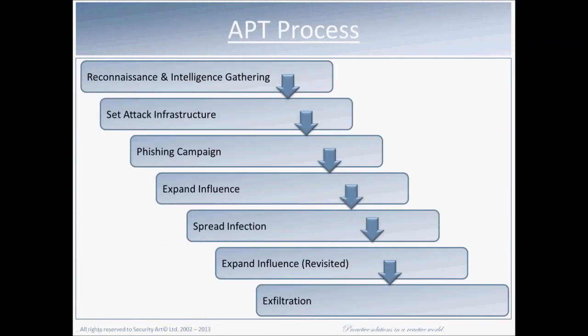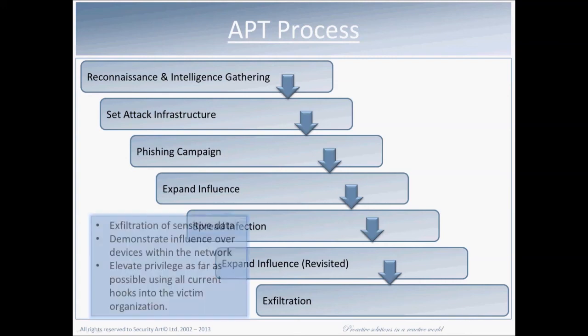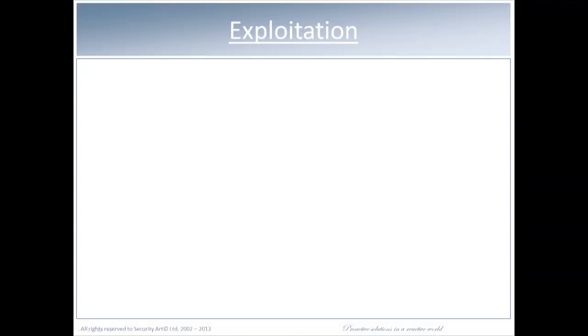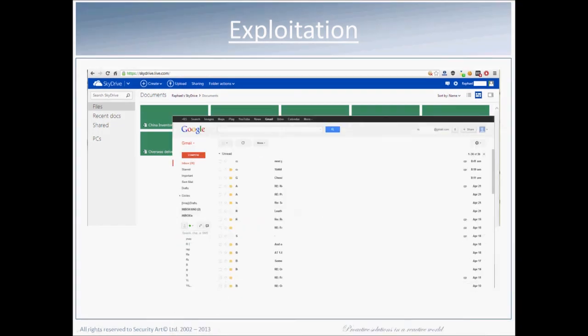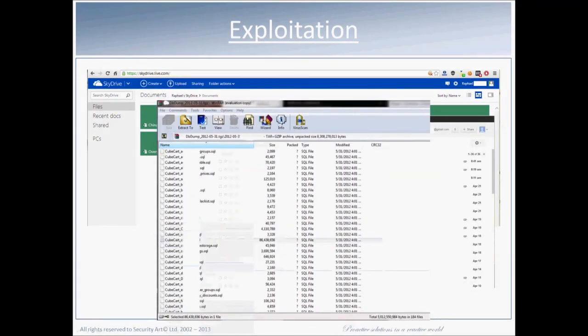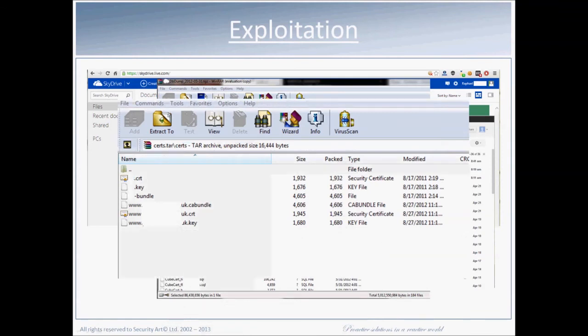After we have access to every part of the organization's internal network, we begin the final phase of the campaign. This includes an exfiltration of sensitive data, demonstrating our influence over the devices in the network, and elevating our privilege as far as possible using all current hooks into the victim organization. This is just a taste of the data we were able to exfiltrate. Sensitive shipping and sales information, passwords to numerous email accounts throughout the organization, SQL dumps, and even SSL certificates along with their root keys for their domains.